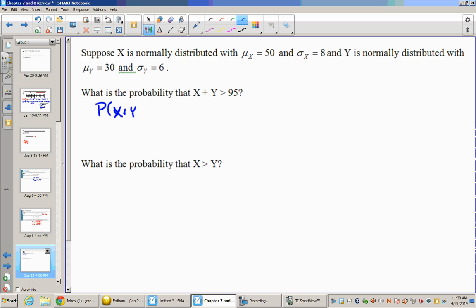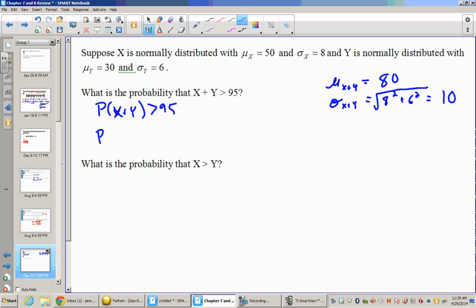Now, if I want to find the probability that x plus y is greater than 95, first I need to find the mean of x plus y, and I need to find the standard deviation of x plus y. Since I know each individual standard deviation and each individual mean, I can just add the means. 50 plus 30 is my new mean. However, for my standard deviation, I have to use the Pythagorean theorem. 8 squared plus 6 squared, square root: that's 64 plus 36 is 100. Square root of 100 is 10.